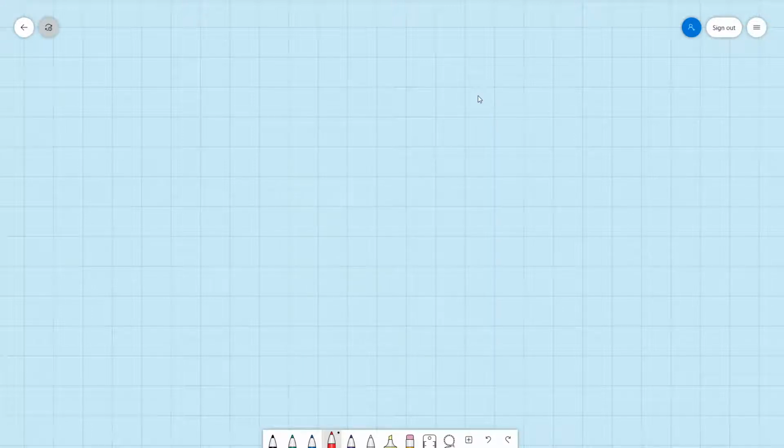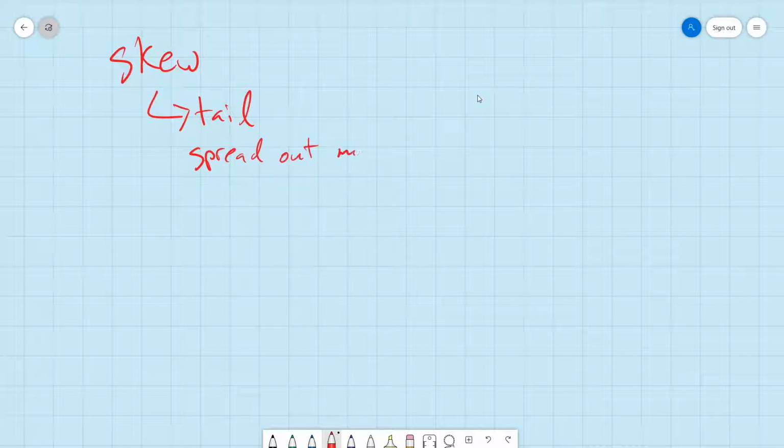And here we're going to talk about skew. So skew is one of those math words that really just means the tail. So it means your data is spread out more on this side.